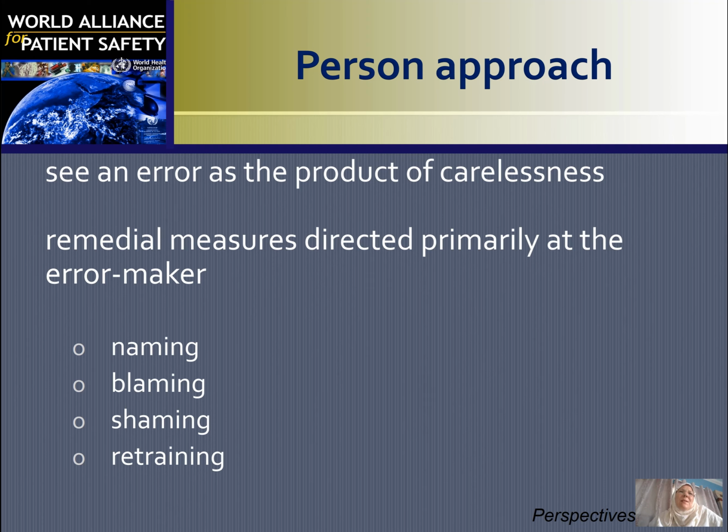In the past, the person approach saw an error principally as a product of carelessness. Okay, so then they think remedial measures directed at an error maker, at a singular person, or maybe sometimes a few people, is enough. So this is naming, blaming, shaming, and retraining. But really, this approach does not work, because this individual may not have thought of making that mistake. It just happened, okay, because he's a human being, and this is why mistakes happen.